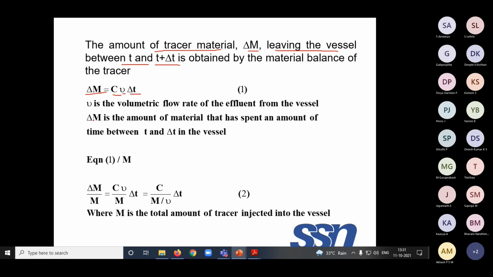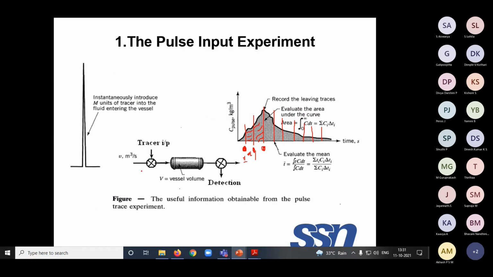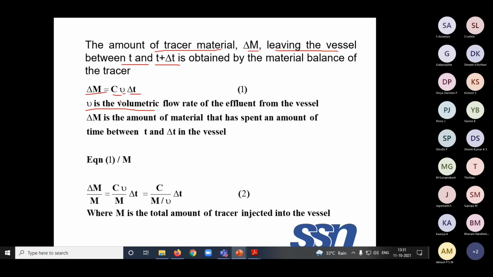What is C? C is the concentration. V is the volumetric flow rate, because the fluid is going with a volumetric flow rate of V. This same V is coming out, into its concentration, because you have a detector here. You can measure the concentration into the time for which you are measuring, so that it will give you how much of the tracer is coming out. Am I right? The volumetric flow rate into the concentration into the time. That is what is here.